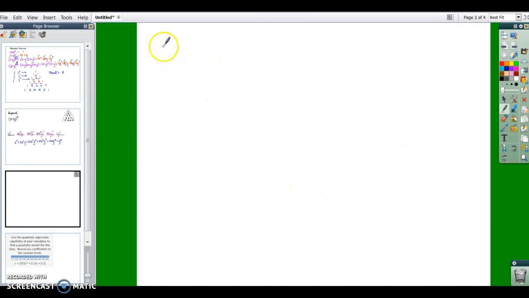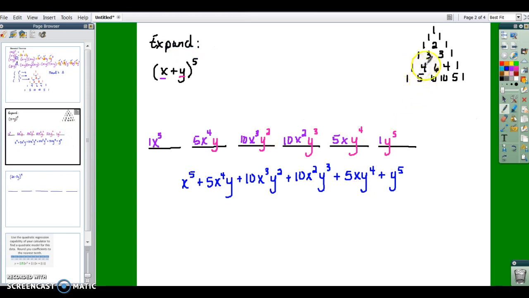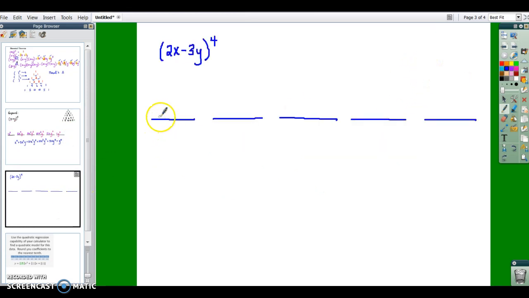Let's say this time I have 2x minus 3y to the 4th. Okay, so I've changed it up a little bit. So my exponent is 4, which means I have 5 terms. 1, 2, 3, 4, 5. I'm going to the row of Pascal's triangle that has 5 terms. 1, 4, 6, 4, 1. So I'm going to do 1, 4, 6, 4, 1.